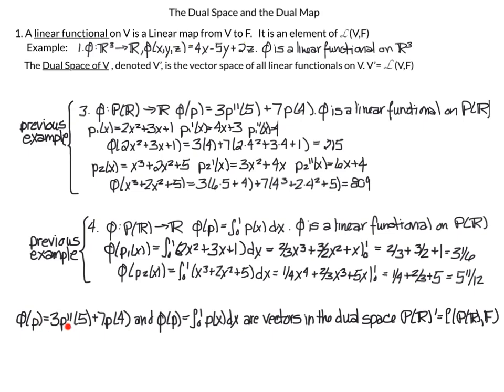And therefore, these two different functions, the one with the derivatives and the one with the integral, they are both vectors in the dual space. P of R prime is equal to the set of linear maps from P of R to F.